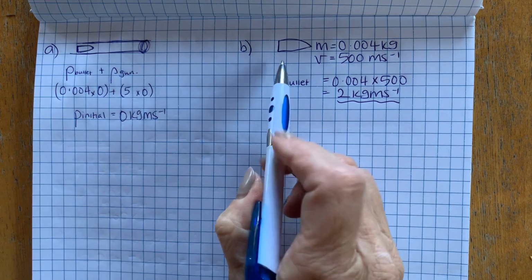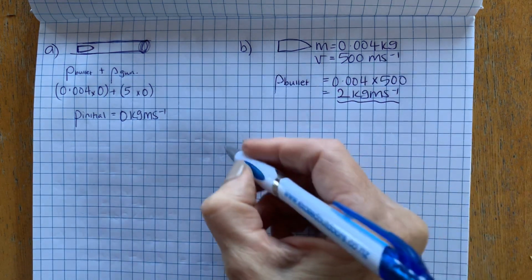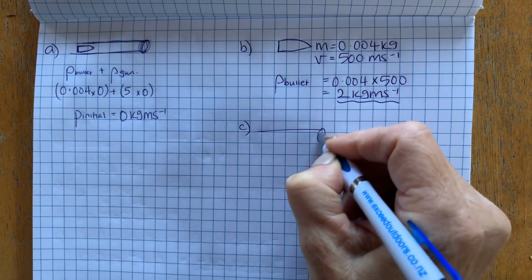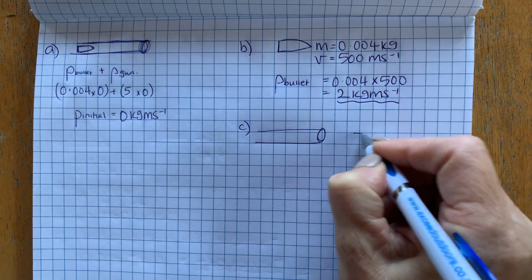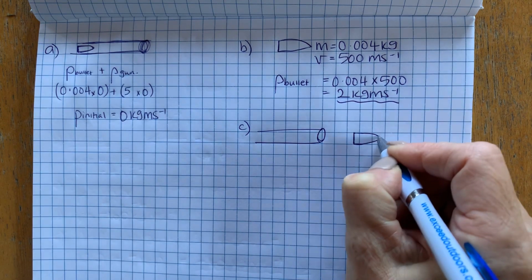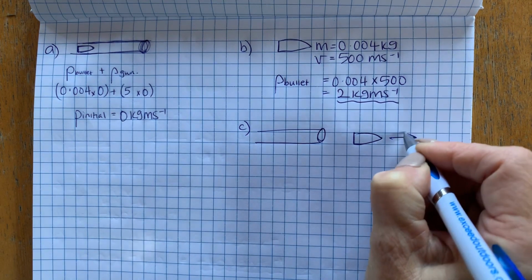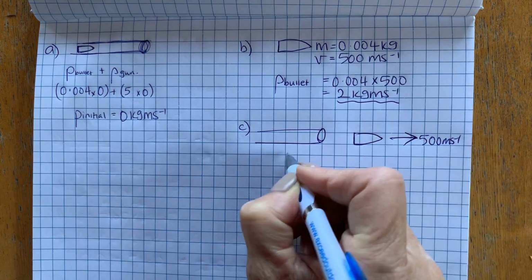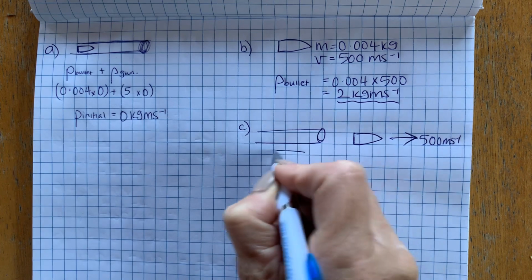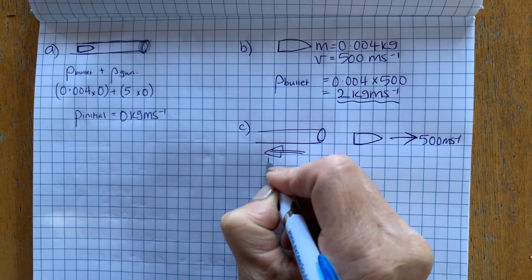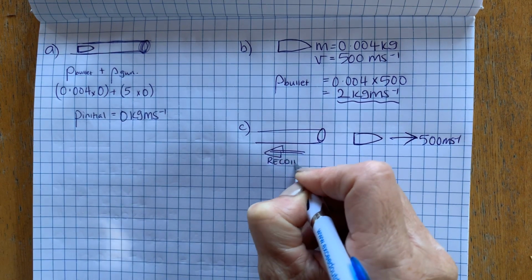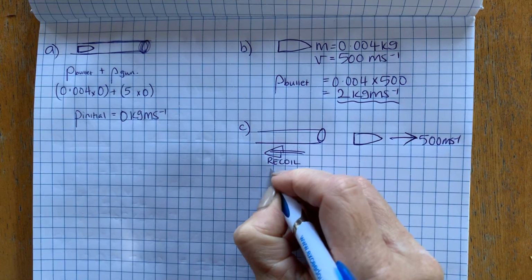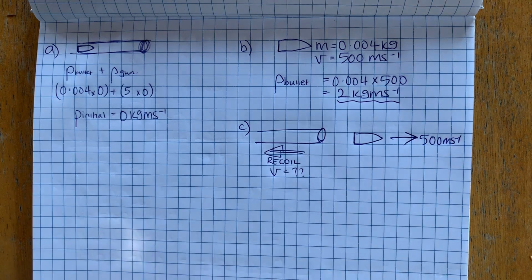Now, as the bullet leaves the gun, for part C, the bullet's going this way at 500 meters per second, and the barrel of the gun will recoil this way. So that's what recoil is, as the barrel of the gun moves back this way. So what we have to do is calculate that velocity.